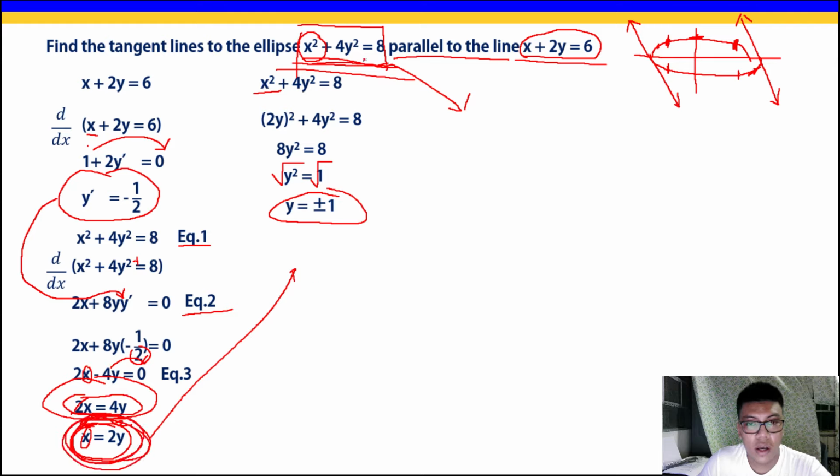Kasi kapag dito, hahanapin mo pa ulit yung slope. So, dito ka na lang sa x equal to 2y. Kaya mas madali naman to, obviously naman, no? X is equal to 2y na lang. Dito marami ka pang pagpapalitan.